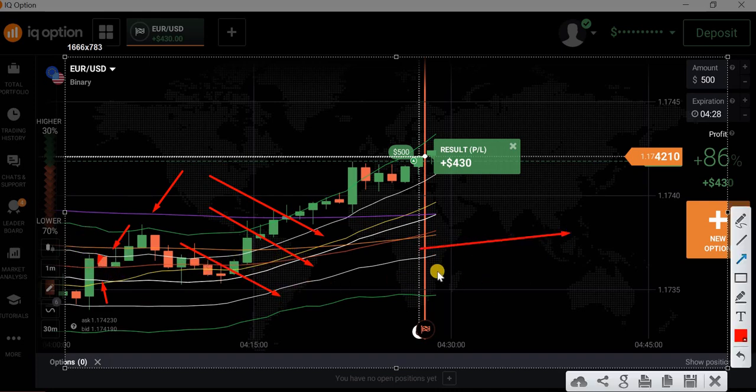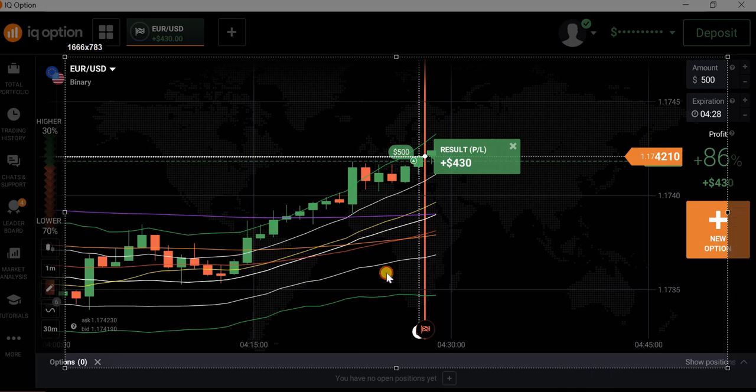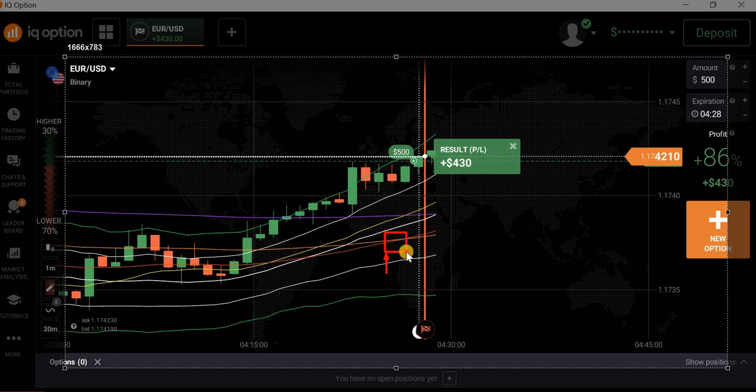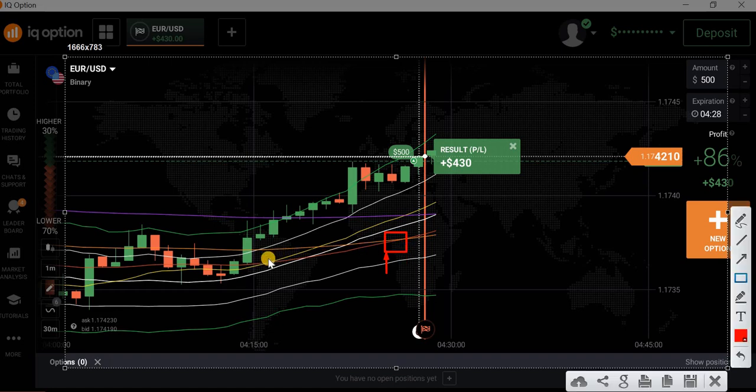The EMAs are straight. What does that mean? A ranging market. Now, if it's in a ranging market, going from a downtrend to a ranging market, it will now lead to an uptrend. Look at what is happening right at the time when I took this trade. You can see what I call the golden cross between a slower EMA and a faster EMA.